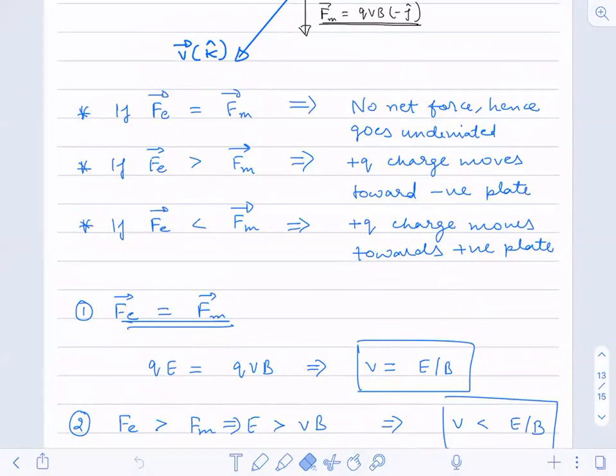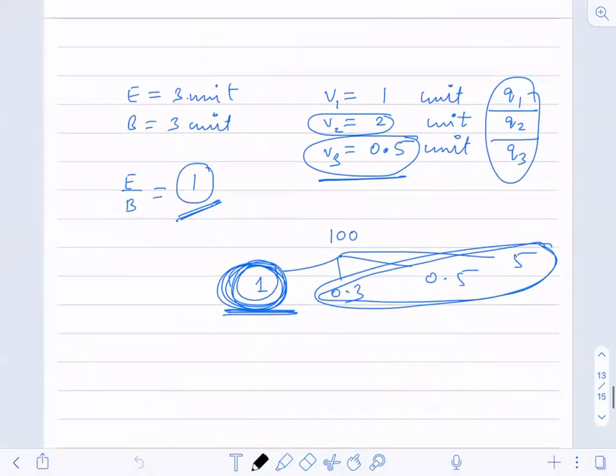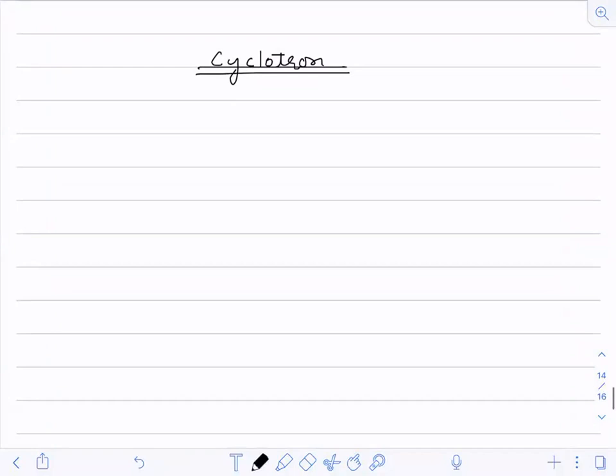Okay, now we are going to start the next topic, which is the cyclotron. The cyclotron is a theoretical topic. There is not much complication in this. It is mostly a board exam oriented topic, but still there is a chance that you may get a question from this topic in competitive exams also.